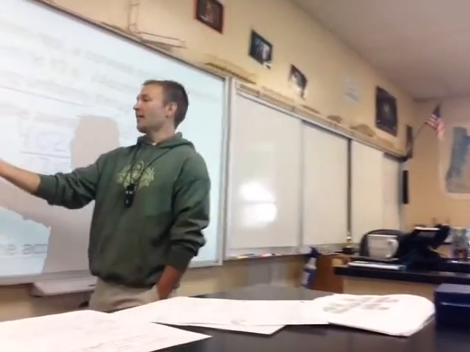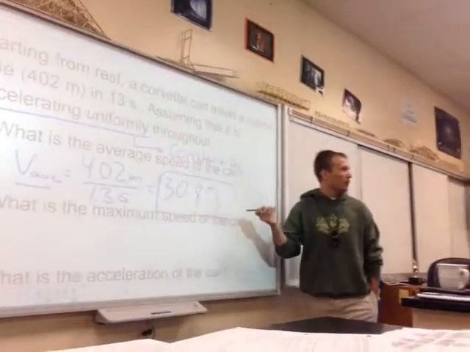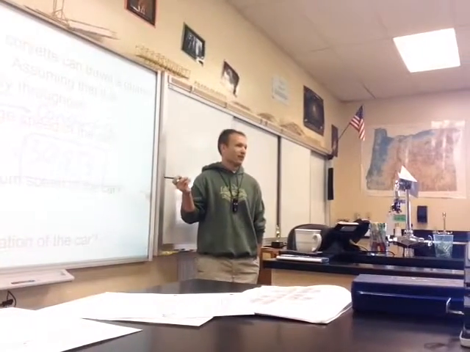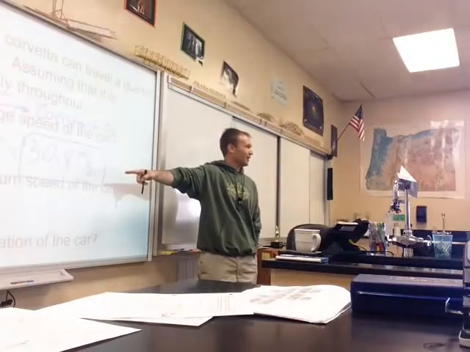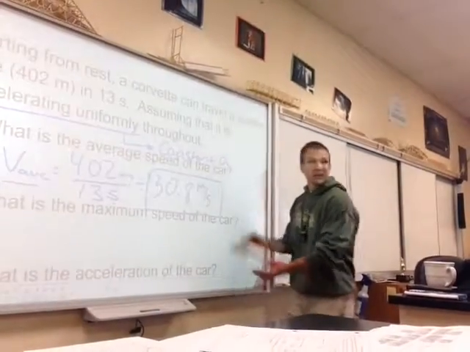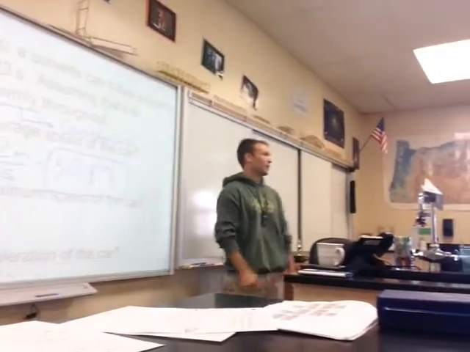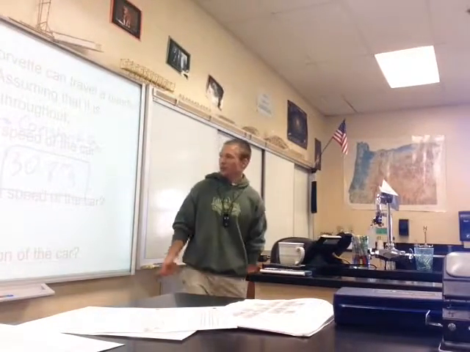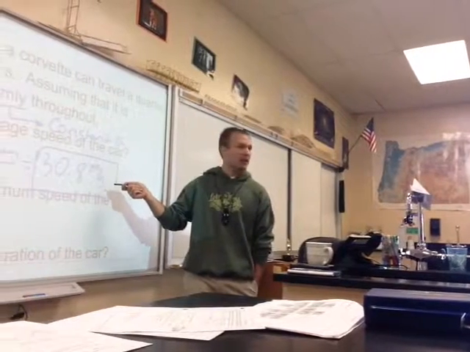Aha. Guys, this is the average speed. Is he moving at that speed the whole time? No. That's the midpoint, isn't it? He spends half his time going slower than 30.8, but he's also going to spend half his time going faster than 30.8. So do you remember how to find the maximum speed?